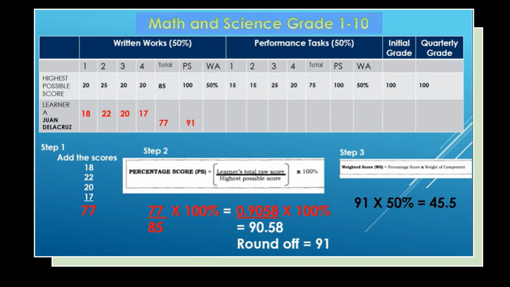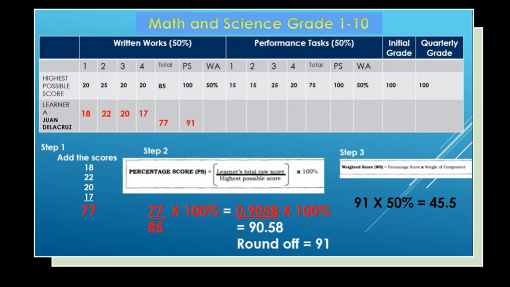85. Now for example, we have a learner named Juan de la Cruz, and in the different activities, he got these raw scores. For activity 1, he got 18. For activity 2, he got 22. For activity 3, he got 20, and for activity 4, he got 17. Now to compute for the weighted average under written works, here are the steps.